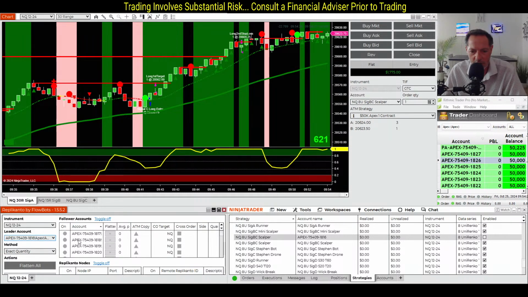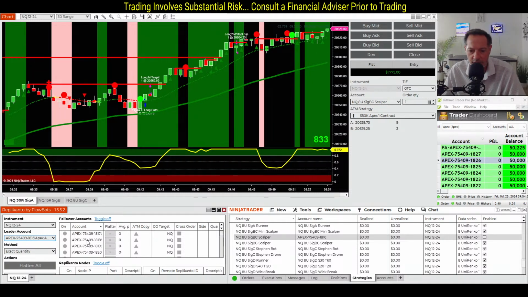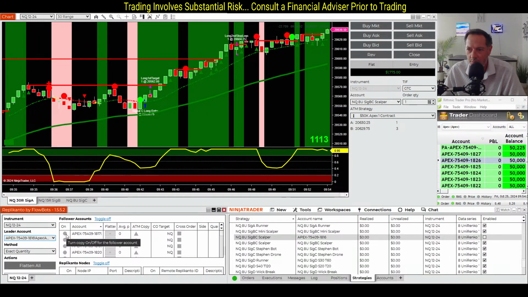It'll be our leader. This is a trade copier here. This is the Replicanto from Flowbots trade copier. Pretty self-explanatory, easy unit to get started here. This is the leader account, the one that you want to be the boss. Over here is the followers. So boom, you just kind of click those little dudes.